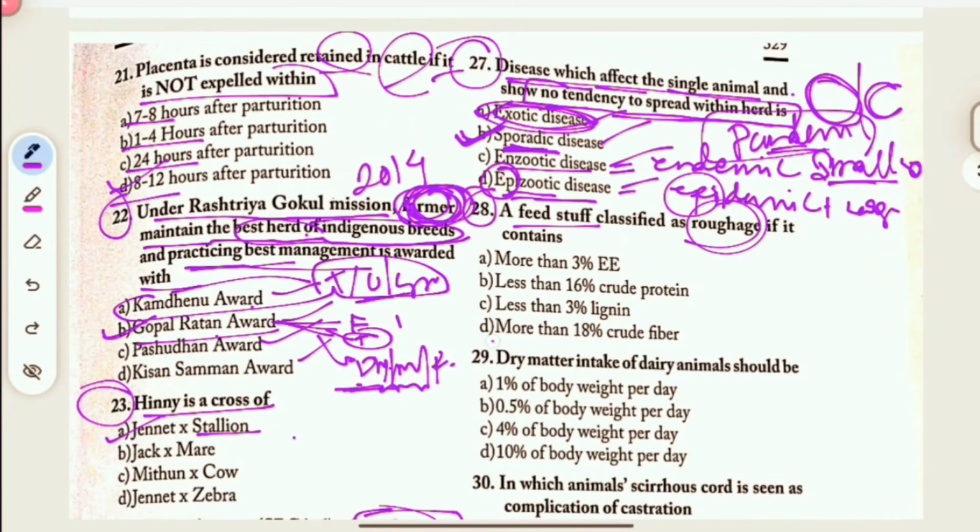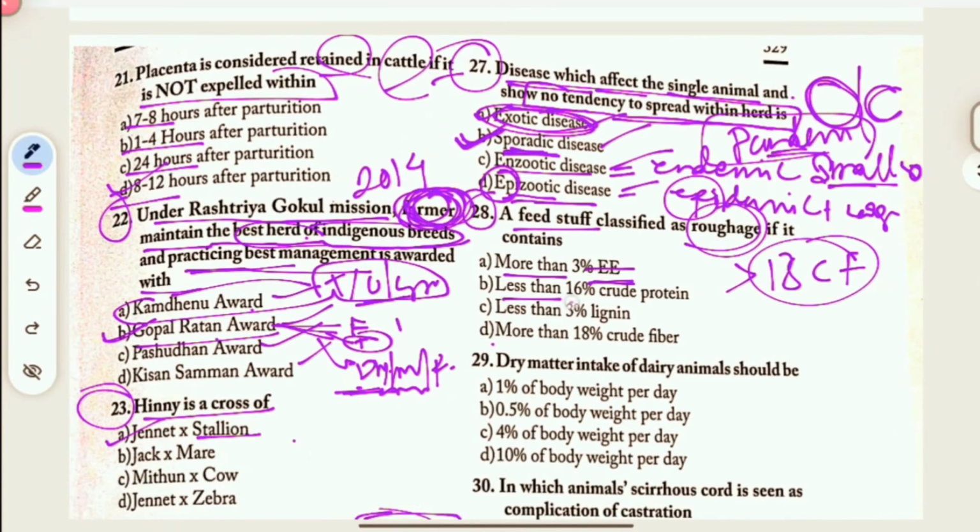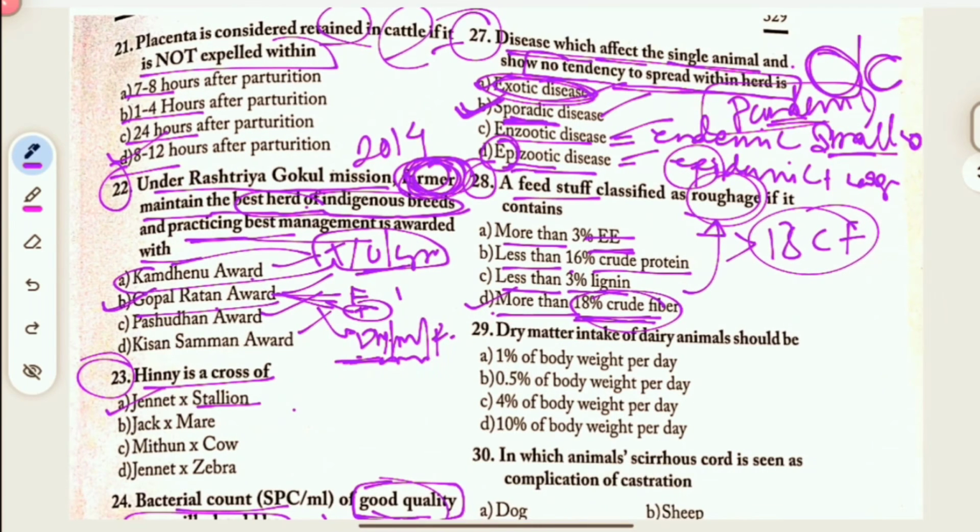Now question 28 says a feed stuff classified as roughage. For roughage, there should be more than 18% crude fiber. Here, more than 3% ether extract is not at all related. Less than 16% crude protein, less than 3% lignin, and more than 18% crude fiber. So the correct answer for this question is more than 18% crude fiber. So that is classified as roughages. And those feed stuffs which have less than 18% crude fiber are called concentrates.